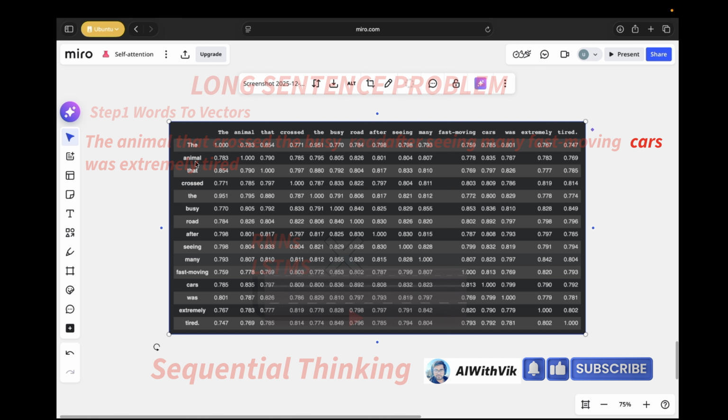Like animal and tired are very far, it's 0.769. Obviously the and the are the same word, so it will have a high similarity score here. Let's understand a few more words like road and cars. You can notice a very nice score here, 0.92. Similarly, crossed and cars have a good score, 0.809. Let's see fast moving and cars. You have a good score here, 0.813.